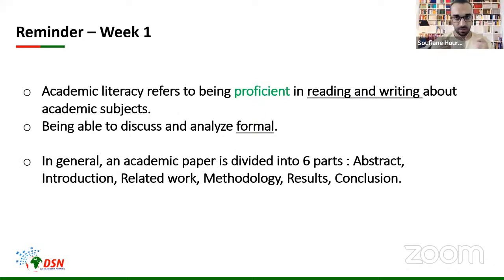Just a reminder for the people who joined for the first time: academic literacy, or reading and writing academics, is all about reading and writing proficiently in formal English. In general, we said that the academic paper is divided into 6 parts: the abstract, the introduction, the related works (we can, for example, combine the related work and the introduction into only one section), the methodology, the results, or results and discussion as we said last session, and of course the conclusion.